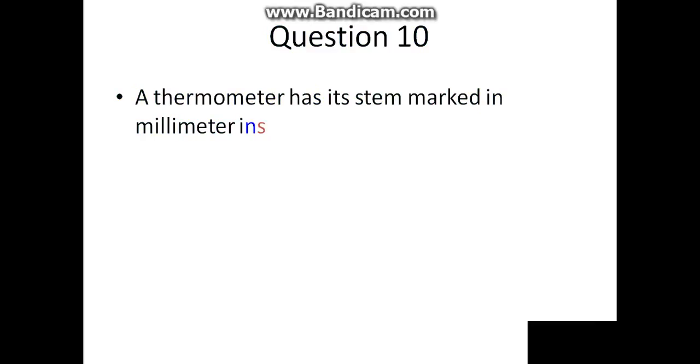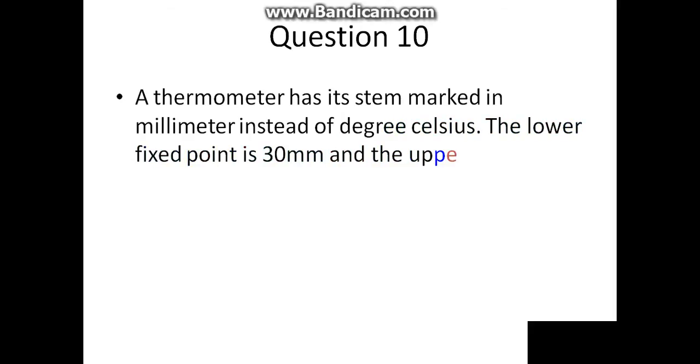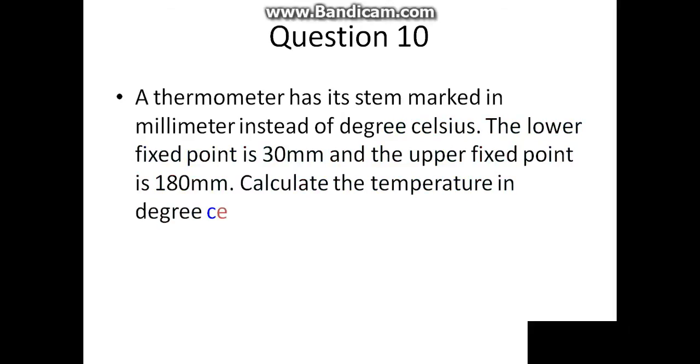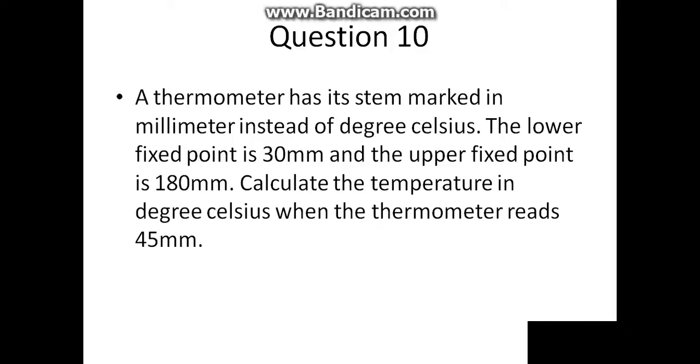Example 10. A thermometer has its stem marked in millimeter instead of degrees Celsius. The lower fixed point is 30 millimeter and the upper fixed point is 180 millimeter. Calculate the temperature in degrees Celsius when the thermometer reads 45 millimeter.